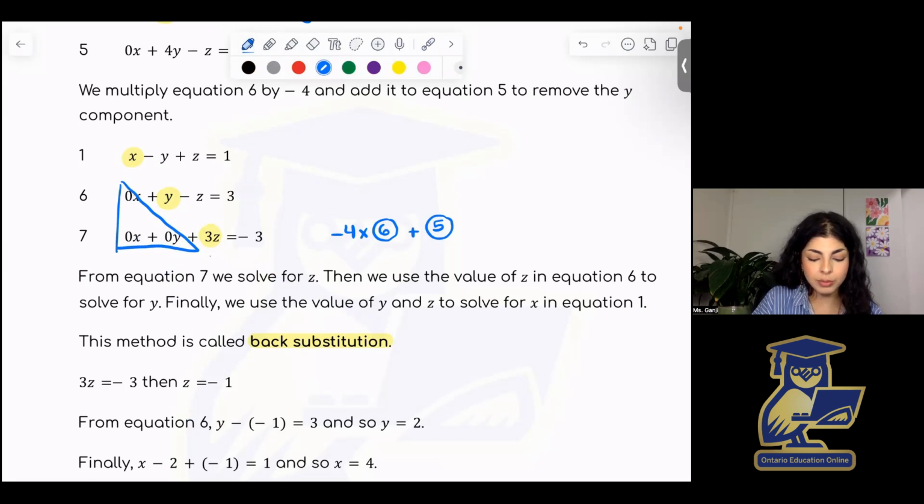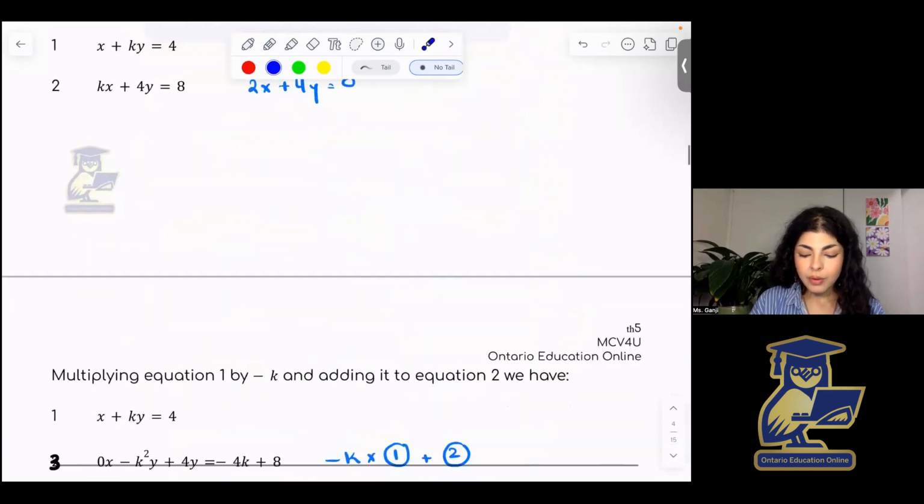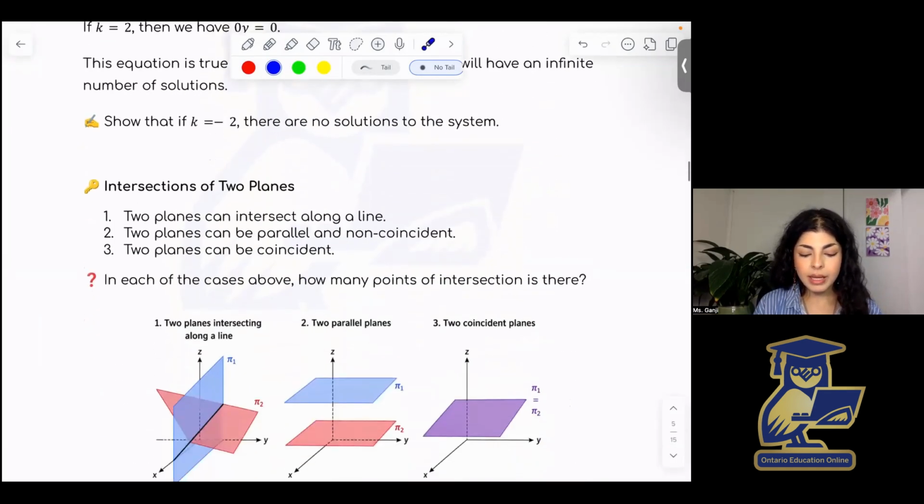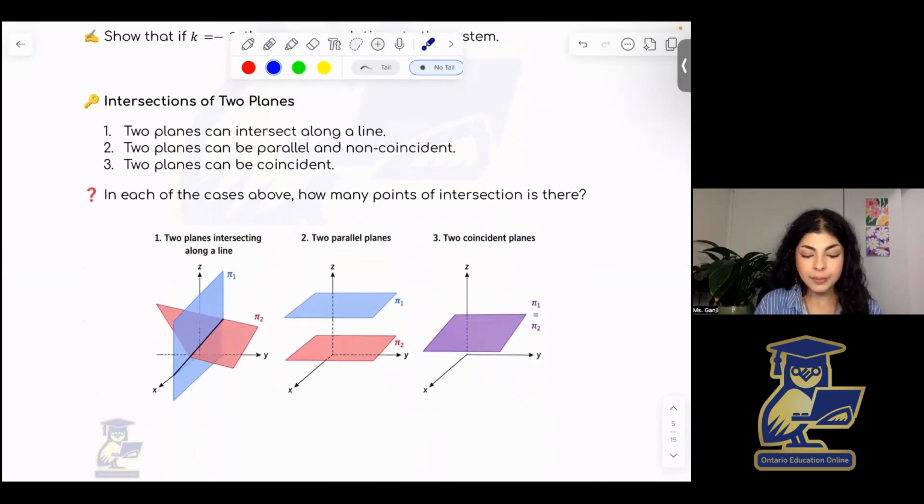We could have done this for here as well. This would have just been z is equal to -1, and then back substitution will be applied in order to solve each and every one of those variables, because your last equation will just have one variable equal to a scalar. And again, solving for that last one, you can substitute back and solve for all the previous variables. Now, we did the algebra. Let's start making connections to our planes.